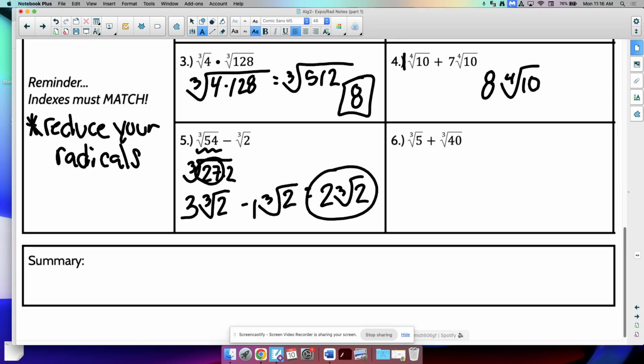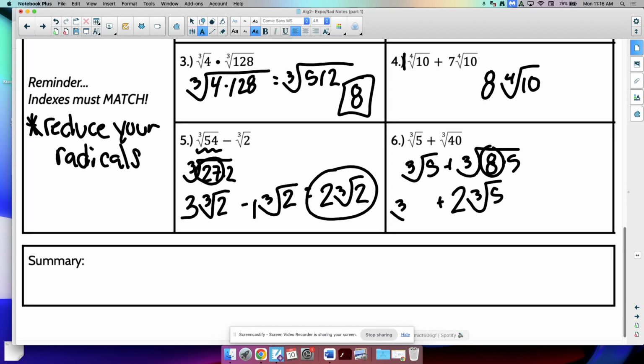5, can anything break down 5? No, so that one is just stuck. The 40, what breaks down the 40 when you're looking at the 3rd root? 8 times 5. When that 8 comes out, what will it turn into? And then you still have the 3rd root of 5. Make sure that 3 is little and in the nook.